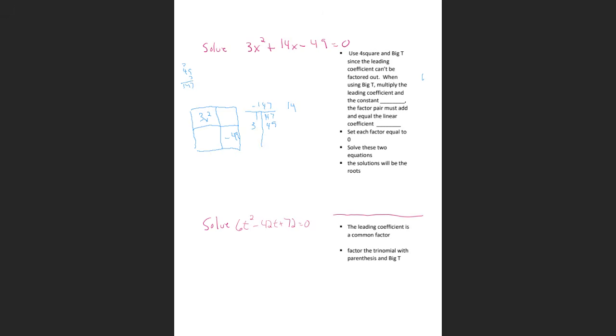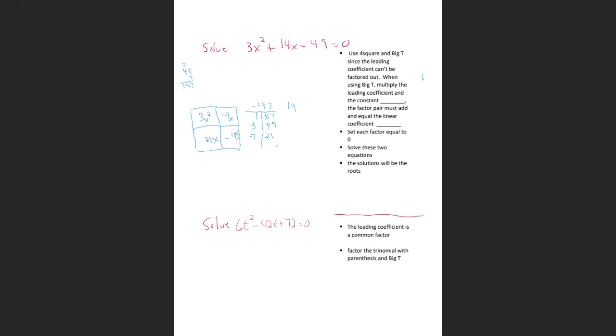So 147 divided by 7, that's going to be 21. So 7 and 21, that looks like it's got some potential. So what I pick up on is I probably need a negative 7 because I need a negative number. Negative 7 times 21 does give me this negative 147, and negative 7 plus 21 does give me this 14. So I'm going to rewrite then the linear term using negative 7x and 21x. So now I built the inside using 4 squares.